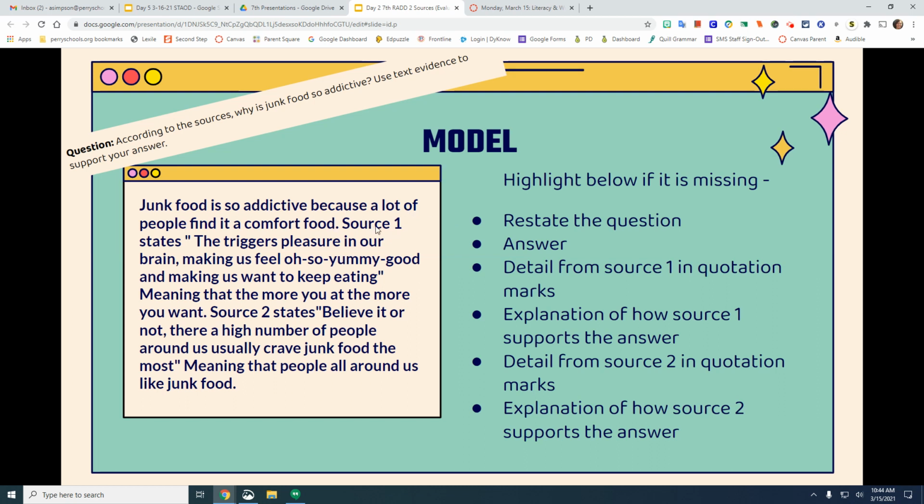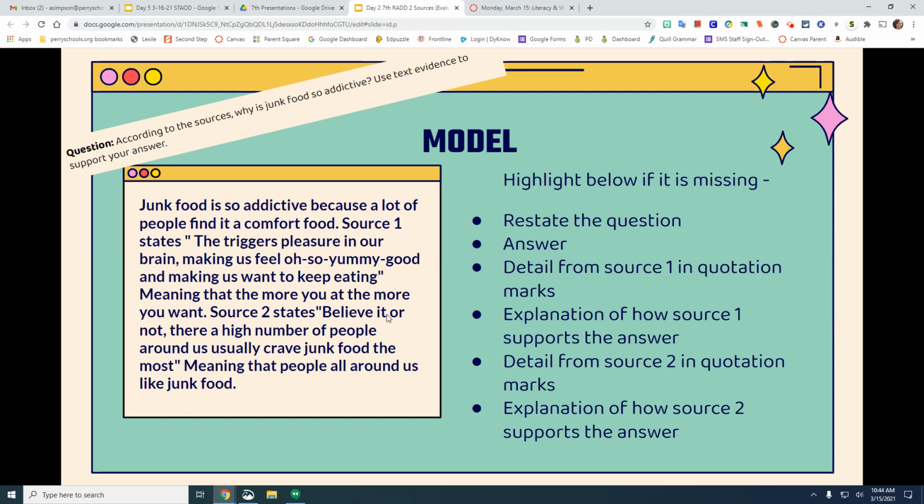Yes. Source 1 states, so we have a detail from source 1 with quotation marks. That's great. We do need a period here, meaning that the more you eat, the more you want. There is an explanation, but is it explaining how the detail supports our correct answer? Not exactly, because the answer says people find it a comfort food, and so this says meaning that the more you eat, the more you want. That doesn't explain how it's a comfort food.